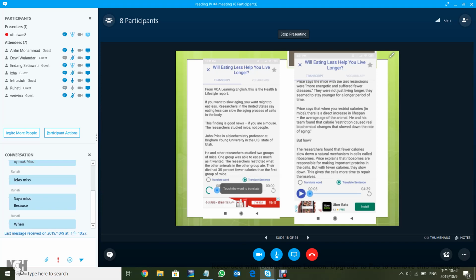Mice itu tikus tapi dalam bentuk plural. Sebenarnya bukan pembatasan diet, pembatasan pola makan. Coba suffered fewer diseases.